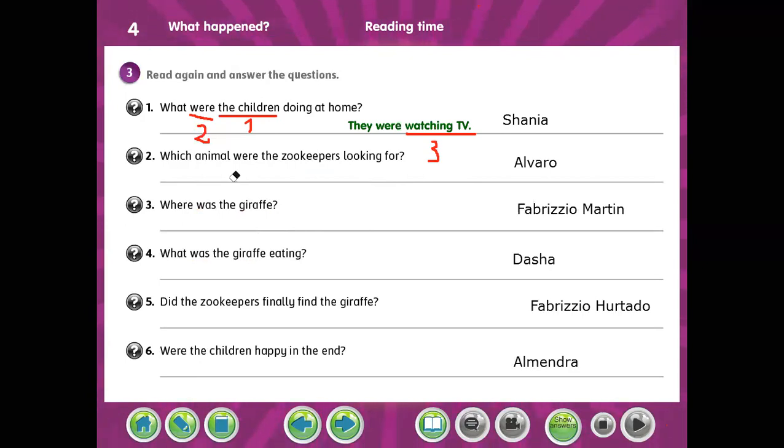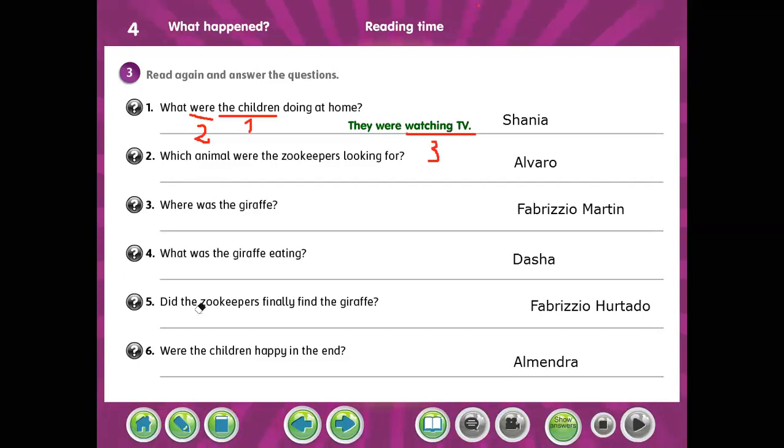Two minutes more, please. Alvaro, you are going to answer number two. Fabricio Martin, number three. Dasha, number four. Fabricio Hurtado, my friend, you number five. And finally, Almendra, okay? Fabricio Hurtado, you finished, no? Read, please, your sentence, your question.